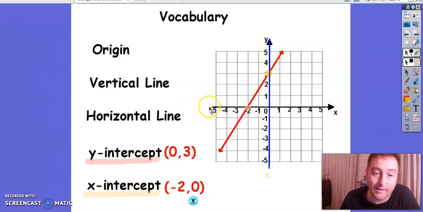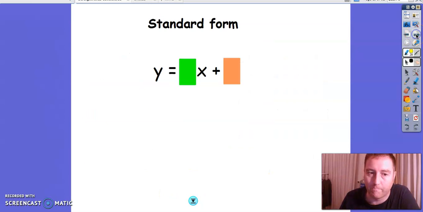Now you can also get an x-intercept, which in this case is where it crosses the x-axis. And that is there at minus 2, 0. The one we're going to concentrate on, you can see it's highlighted there, is the y-intercept. That is even more useful for straight line graphs and finding their equation.